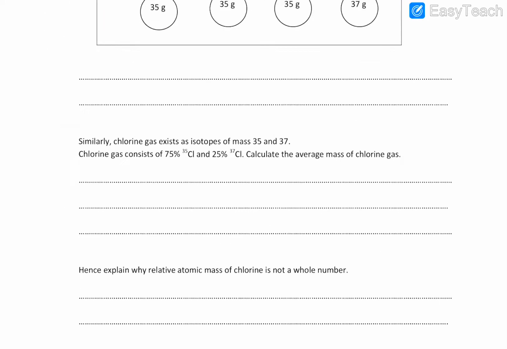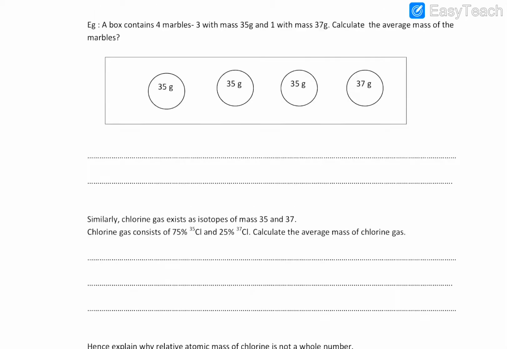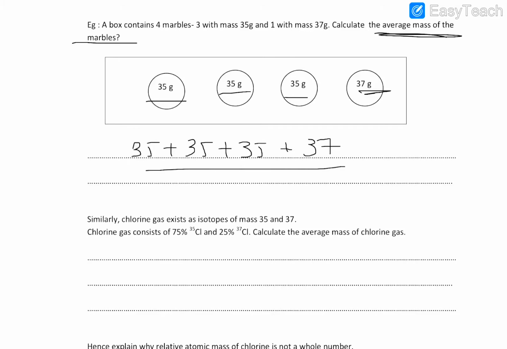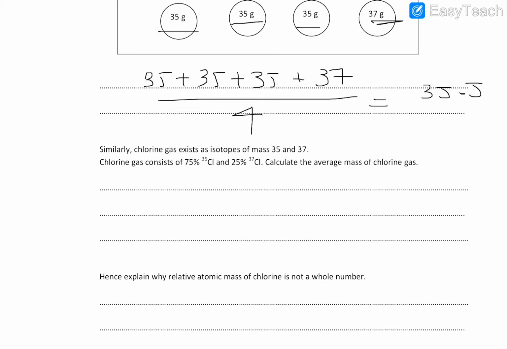Now let's see this example. You have a box that contains four marbles. These three are 35 and one is 37. Find the average mass of the marbles. So average mass would be 35 plus 35 plus 35 plus 37 divided by 4. That should give you 35.5. That's the average mass of the marbles.